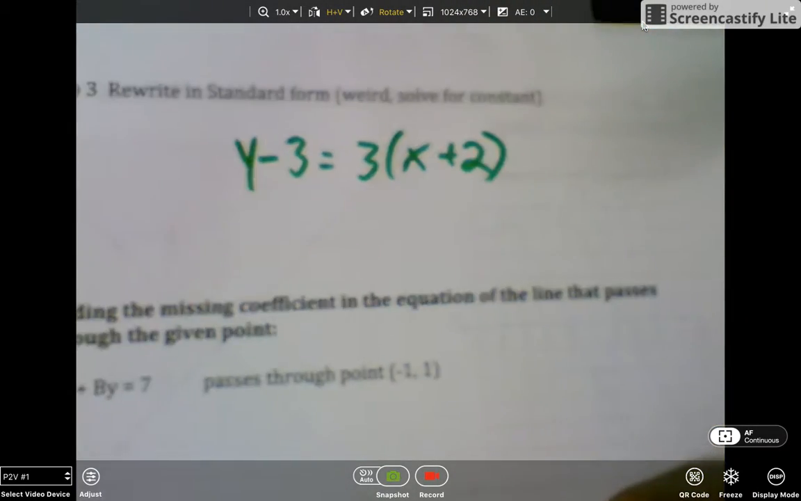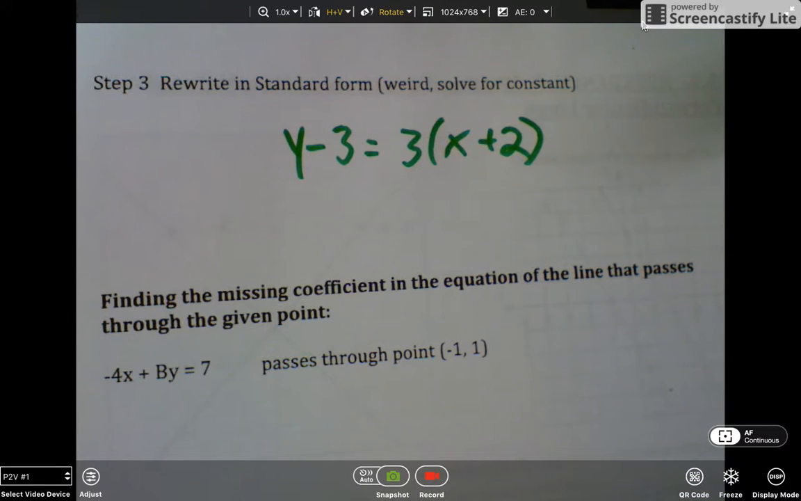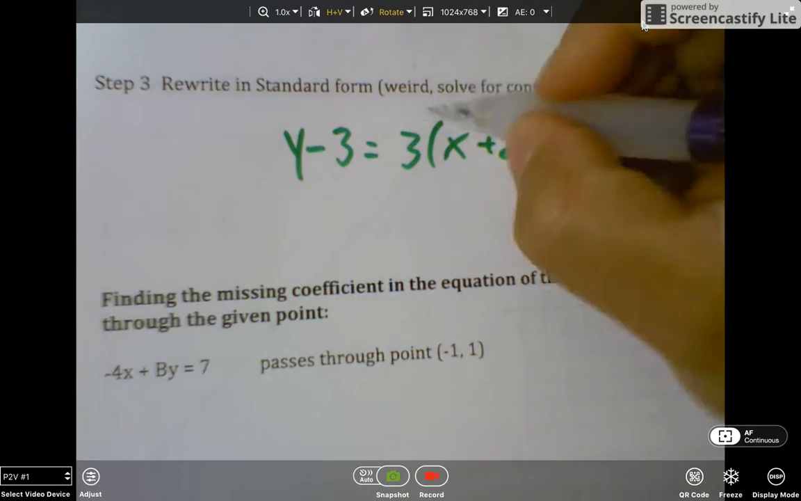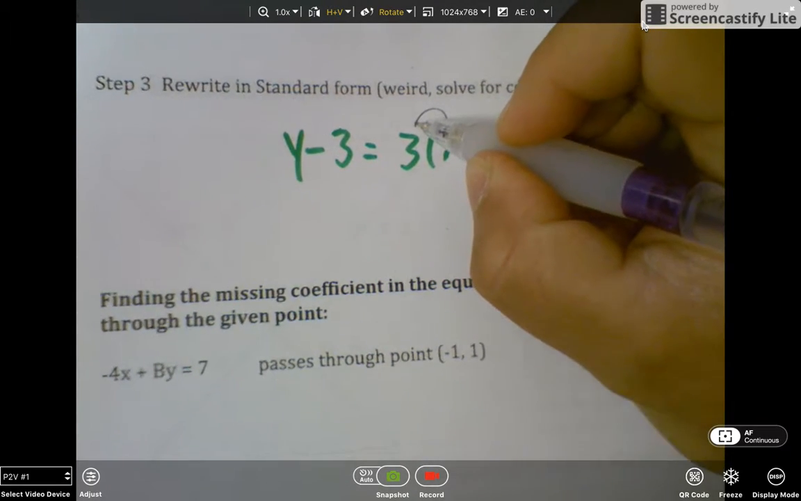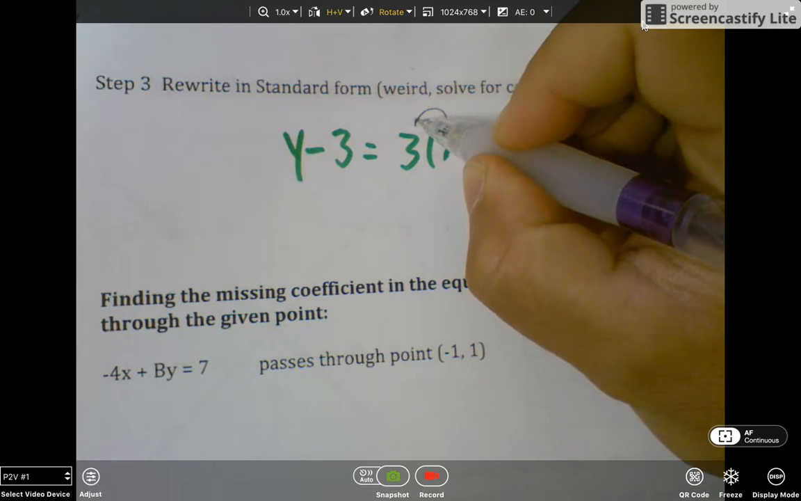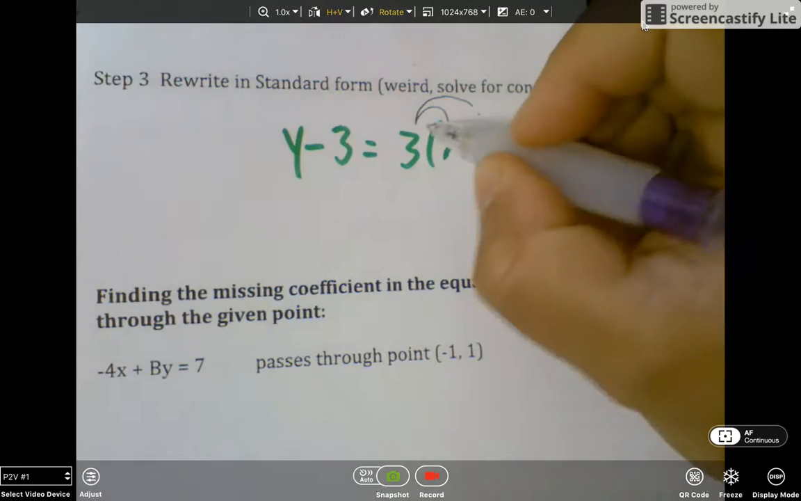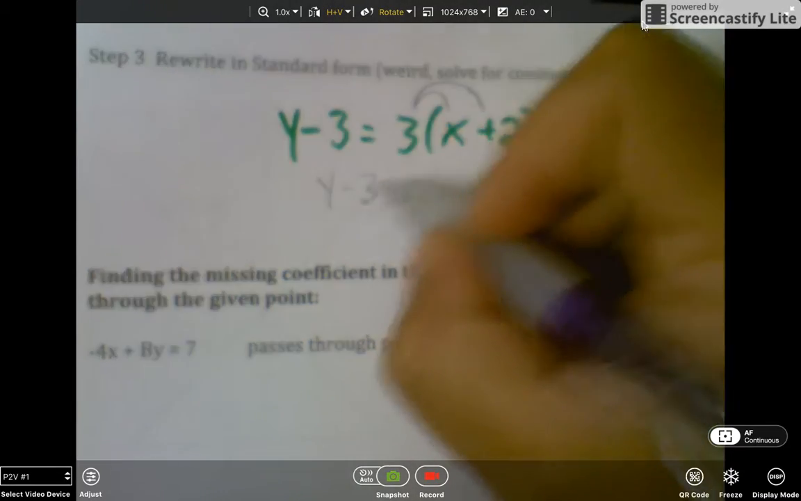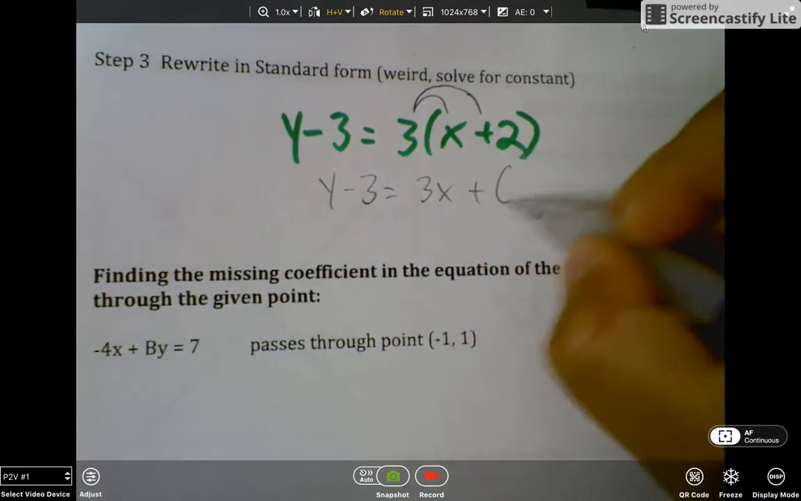Now, some people would say that this is very weird to solve for a constant. But we are really smart and we can do it. So if you're following along at home or in the classroom, make sure you copy this down. First thing we're going to do is distribute. And that's going to give us y minus 3 equals 3x plus 6.